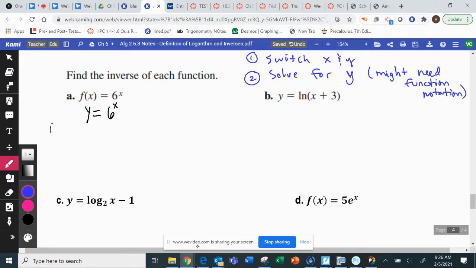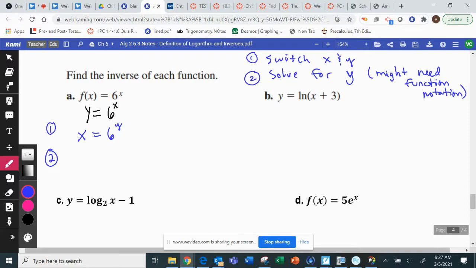Step 1, switch x and y. X equals 6 to the y. Step 1 done. Step 2, solve for y. So you guys are going to say, this is exponential. How do I inverse exponential? What do I do? What have we learned about today? We log both sides. Emma, I'm going to log both sides.